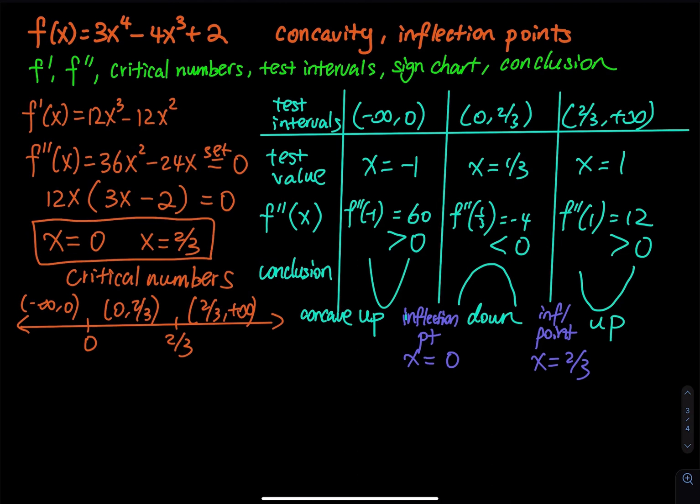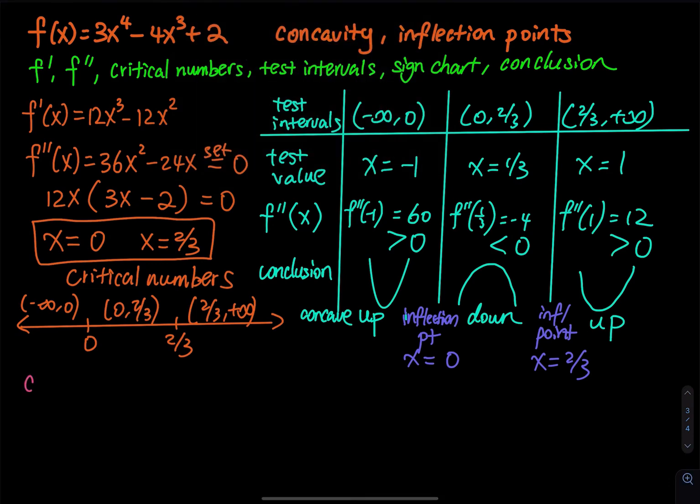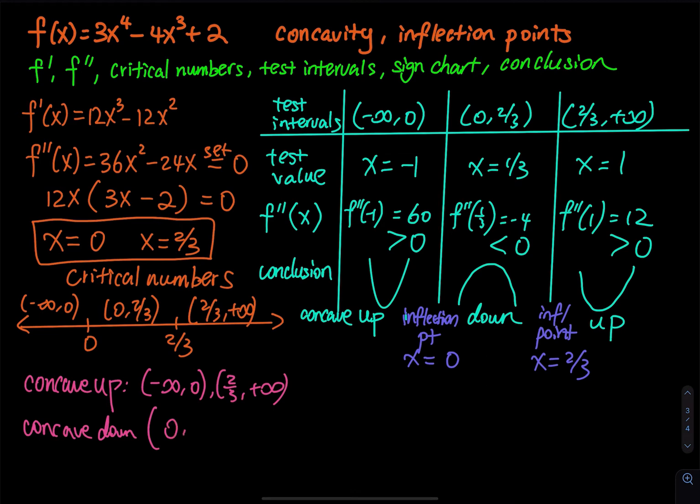So at this point, other than that, they might ask you about the concavity. They will ask you to write an interval. So concave up will be from negative infinity to 0, and then from 2/3 to positive infinity. And then concave down will be from 0 to 2/3.